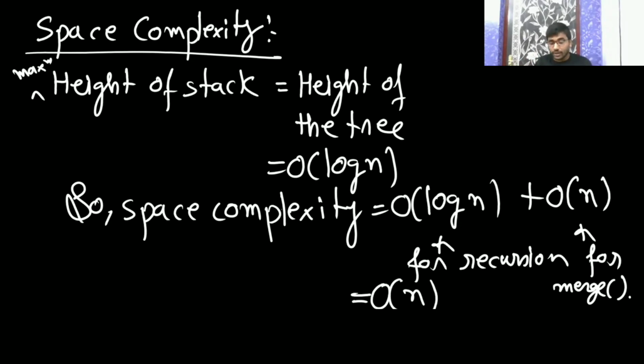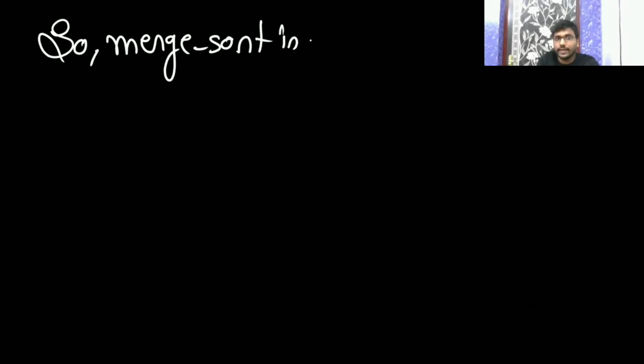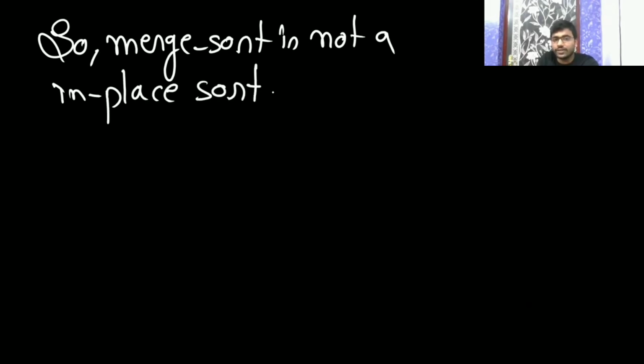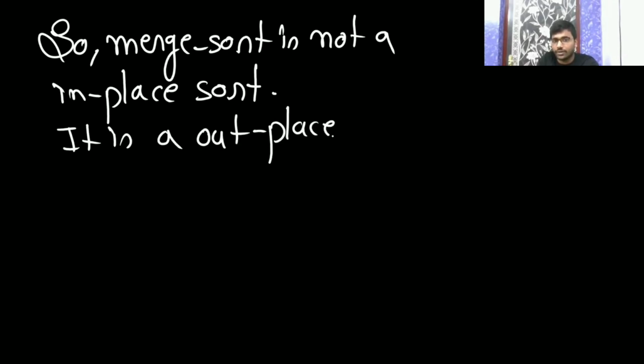Since it is not taking constant space or log n space, it is not an in place sort. So merge sort is not an in place sort, because it does not require constant space. It is an out place sort, the opposite of in place sort. Okay, am I clear to all of you?